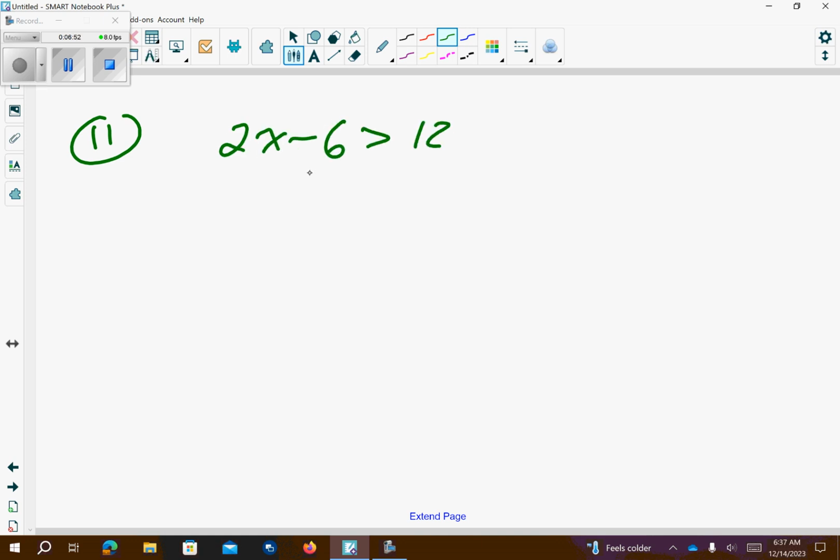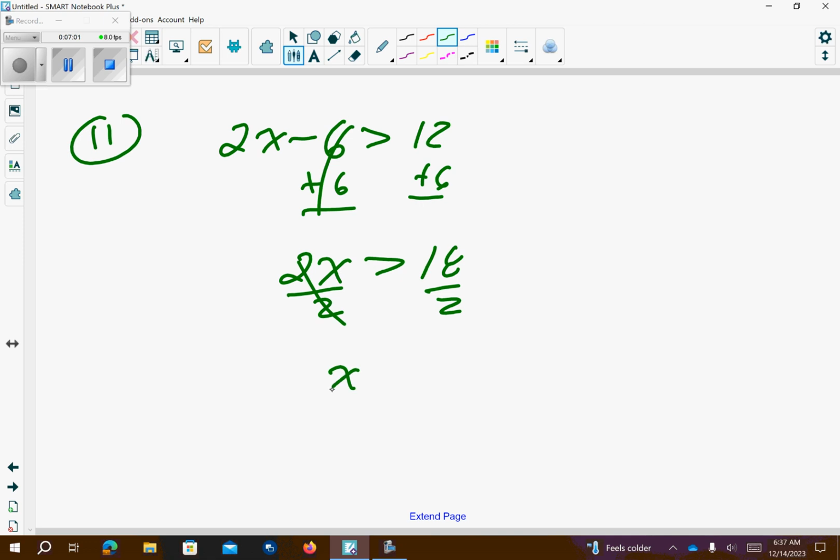Now I have this one, so I want to get x by itself. So 2x is greater than 18. Divide each side by 2. So x is going to be greater than 9. I'm going to go ahead and make the inequality. So it's an open dot going this way because the arrow is pointing that way.